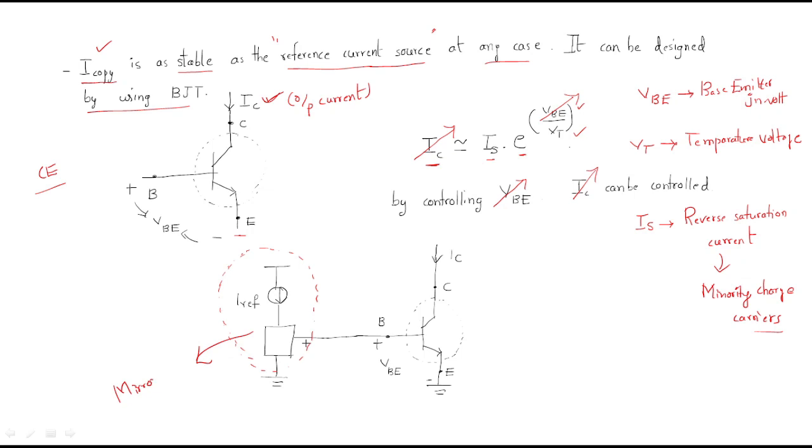This is our mirror circuit. By using this mirror circuit, we can control the current of this BJT. By using the reference current, we control the current of this BJT, right? So we have to design this current mirror circuit.